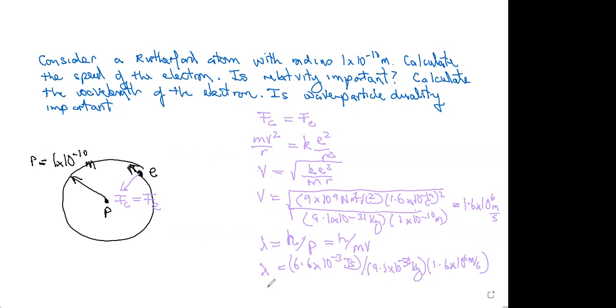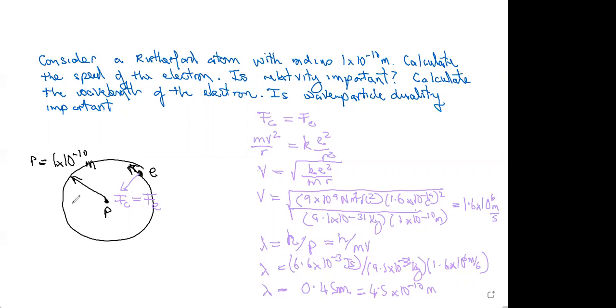And I've already calculated this quantity, so let me just write that down. I got a wavelength that is 0.45 nanometers, or 4.5 times 10 to the minus 10 meters. So in this case, clearly the wave nature of the electron is going to be important, because the wave nature of the electron is the same size scale as the atom itself.